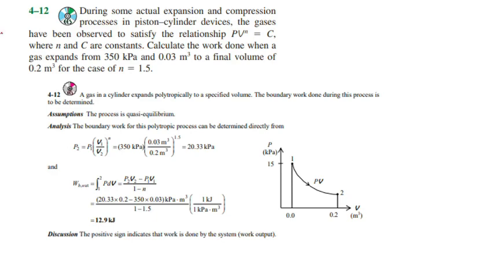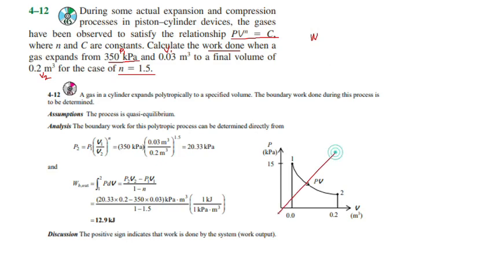Now the next question is: during some actual expansion and compression processes in piston cylinder devices, the gases have been observed to satisfy the relation. So this is a polytropic process. PV raised to power n is equal to C, where n and C are constants. You have to find the work done when the gas expands from pressure P1 and volume V1 to a final volume V2, for the case in which n is equal to 1.5, and you have to find W, the work done.